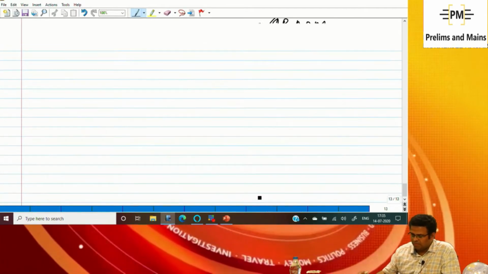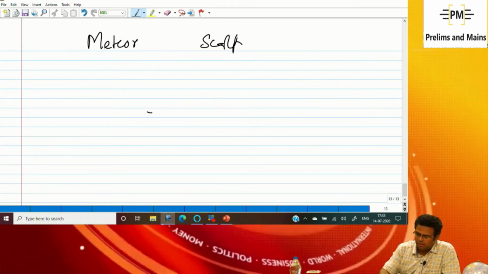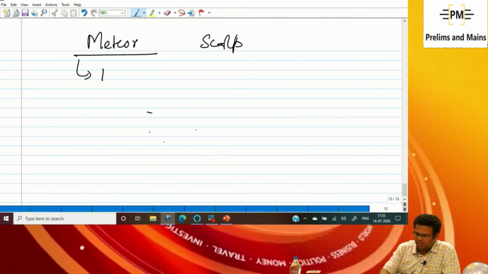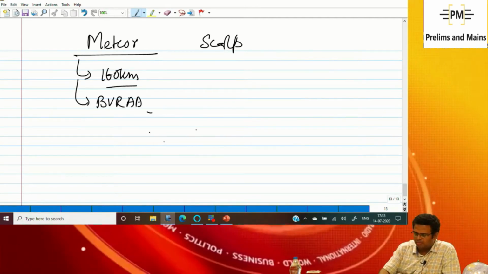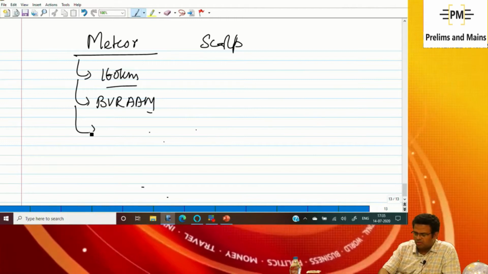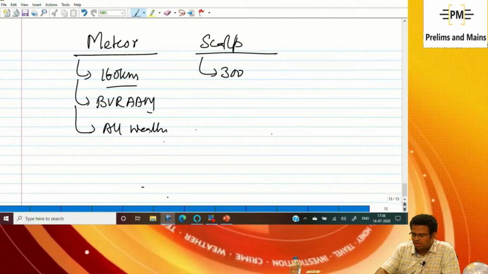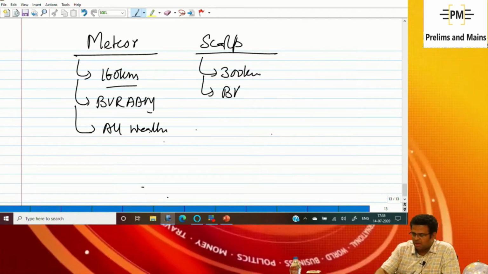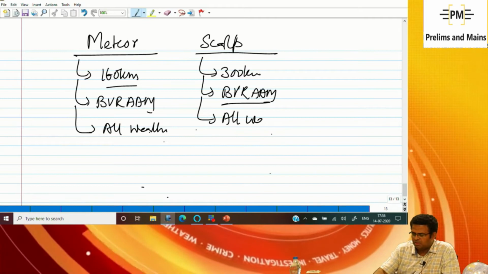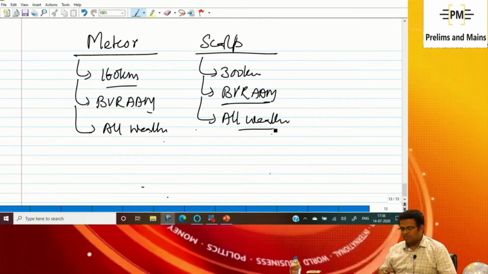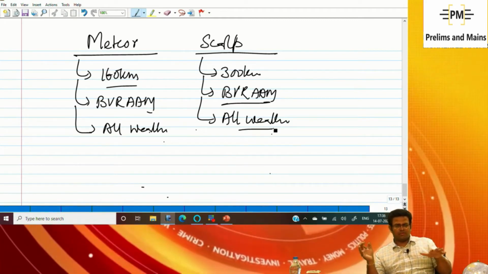Another, which we have taken from outside, are the Meteor and Scalp. Meteor's range is 160 kilometers, and it is a BVRAAM that also works in all weather conditions. Scalp is 300 kilometers, also a BVRAAM, and works in all weather conditions. So we have seen air to air missiles, and it is also air to surface, and we can also target air to ship.